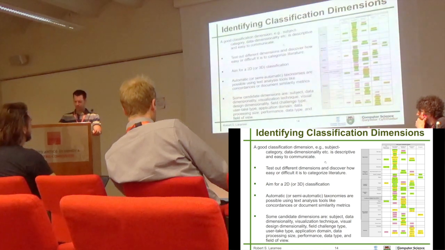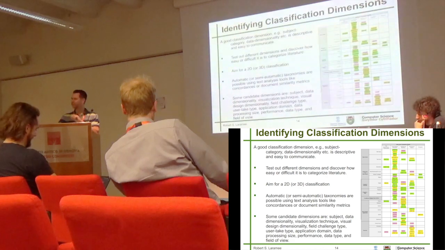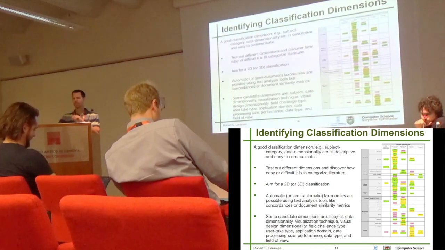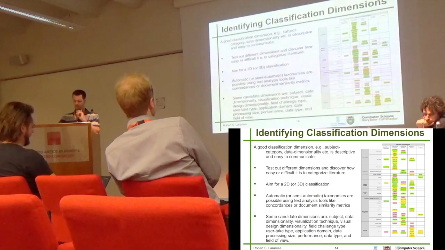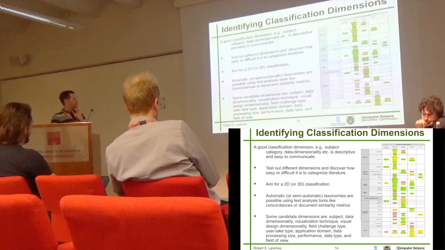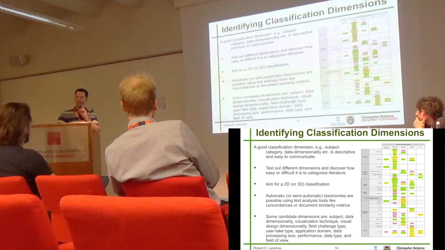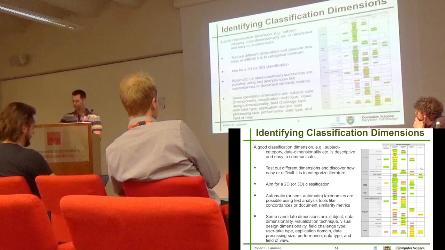So you can test out different literature dimensions and you can start placing papers according to those dimensions. If you find that exercise easy, then you probably have a good classification scheme. If you find it very difficult, then you might need to rethink your classification. A 2D or a 3D classification scheme is very helpful because it helps to identify mature areas, like here's a mature area, for example, and immature areas where little work has been done.